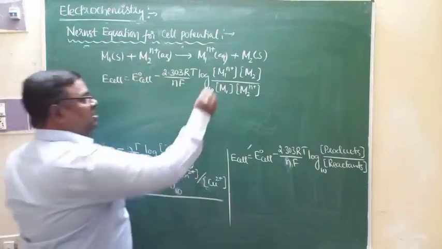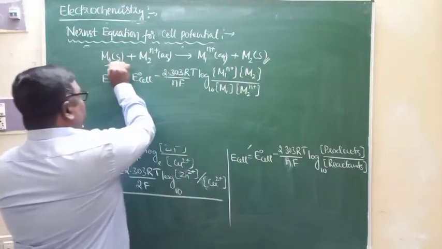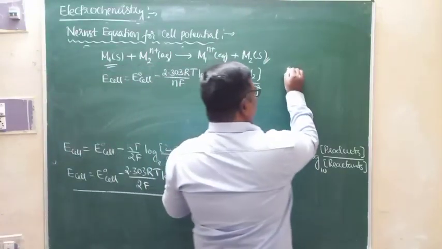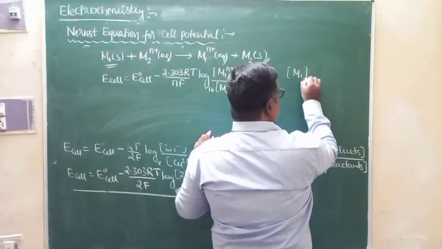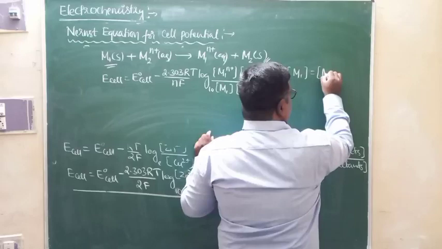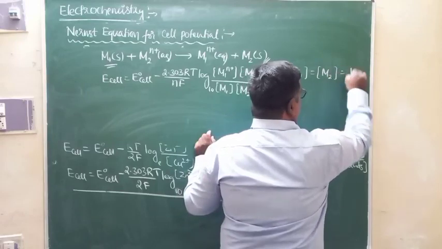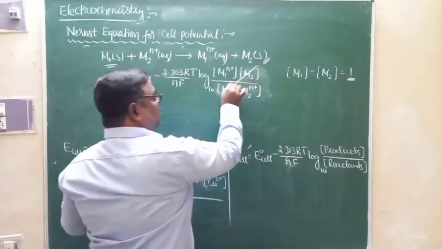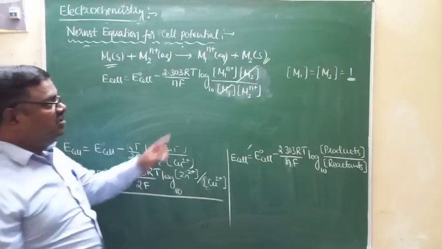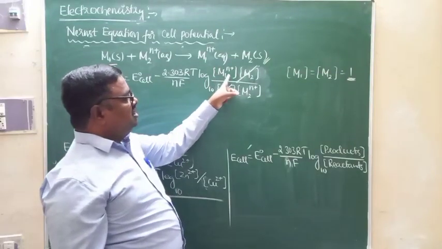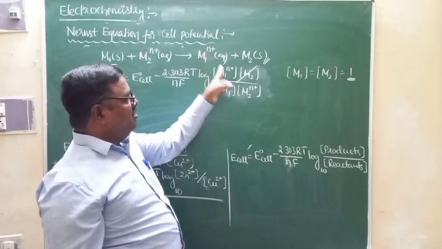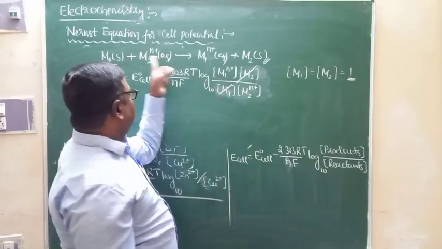But you know, M1 is a solid and M2 is a solid, so the molar concentration of solid metal M1 is equal to that of solid metal M2, which is equal to 1. So M1 and M2 cancel, and you are left with the molar concentration of metal ion at anode divided by molar concentration of metal ion at cathode.